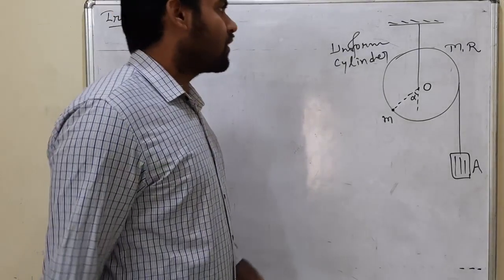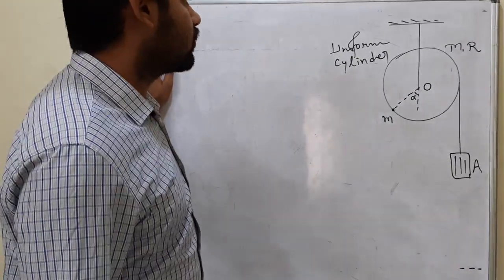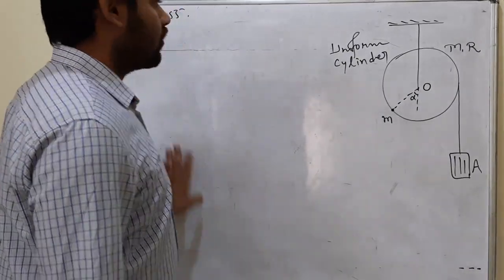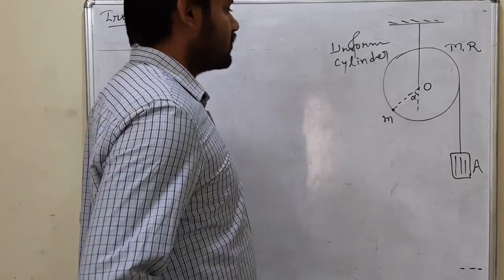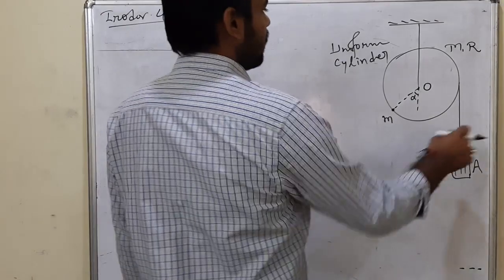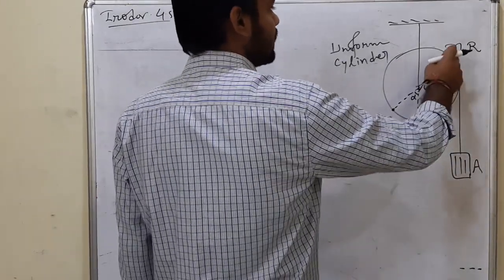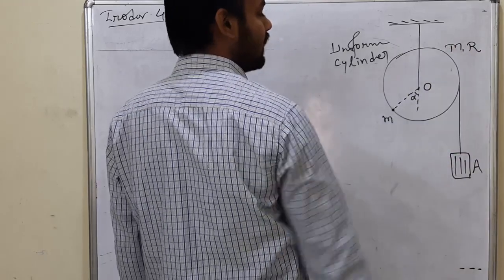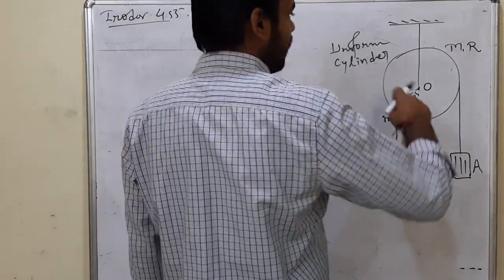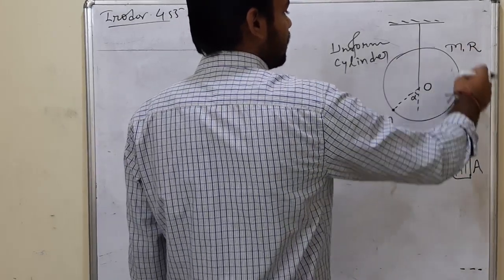In this video, we will discuss an interesting problem from Irodov's book, and the problem number is 4.55. The problem is based on simple harmonic motion of the system as shown in the figure. According to the question, we have this uniform cylinder whose mass is capital M, radius is capital R, and on the periphery of this uniform cylinder, a string is wound.